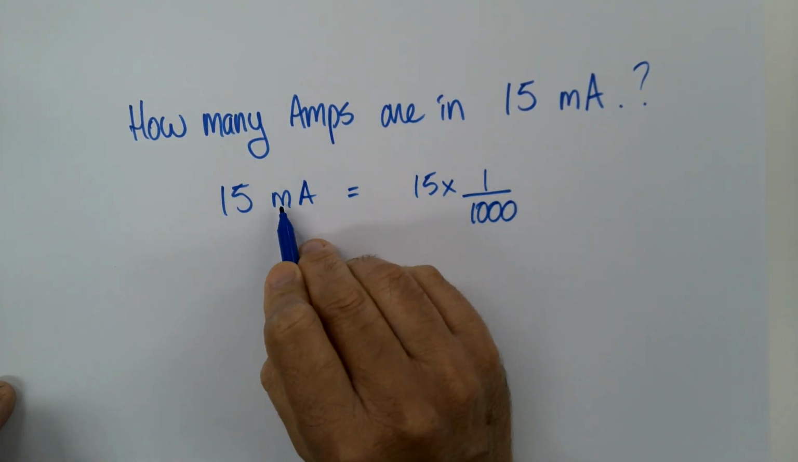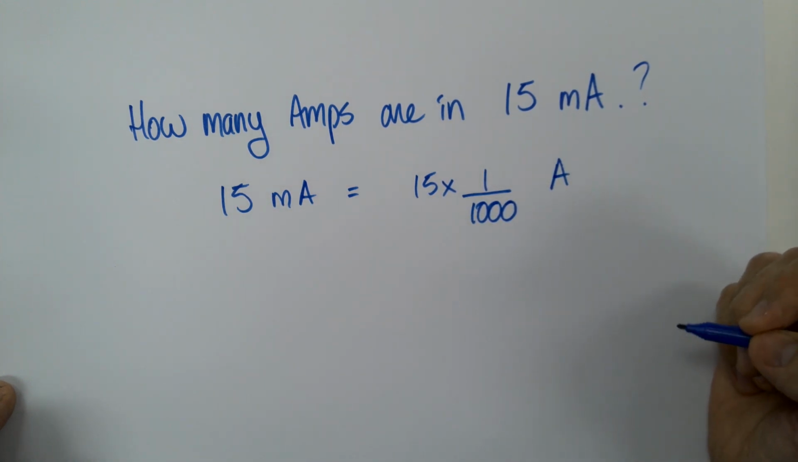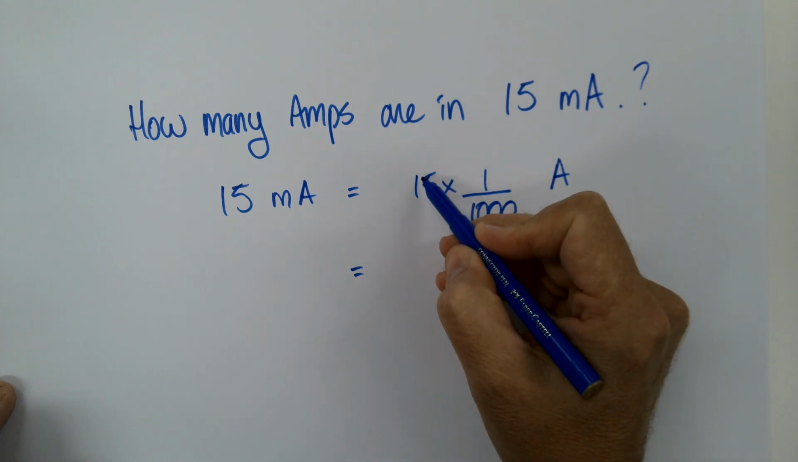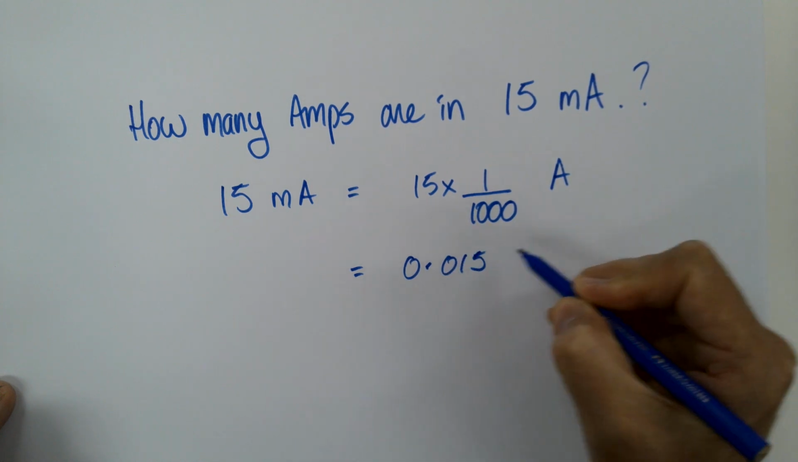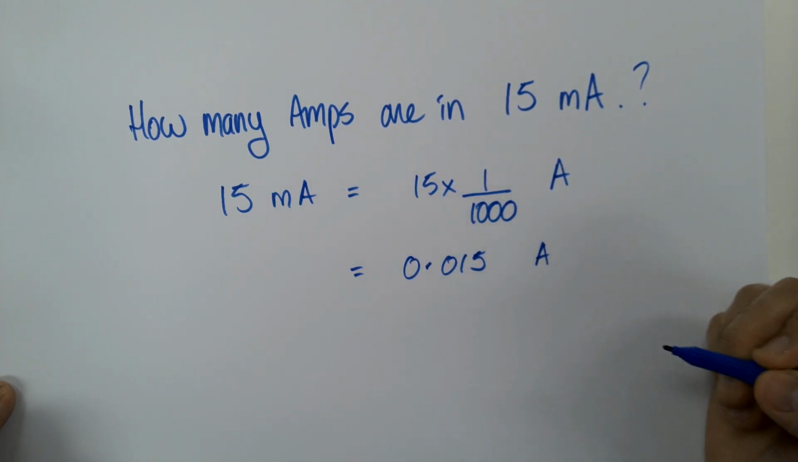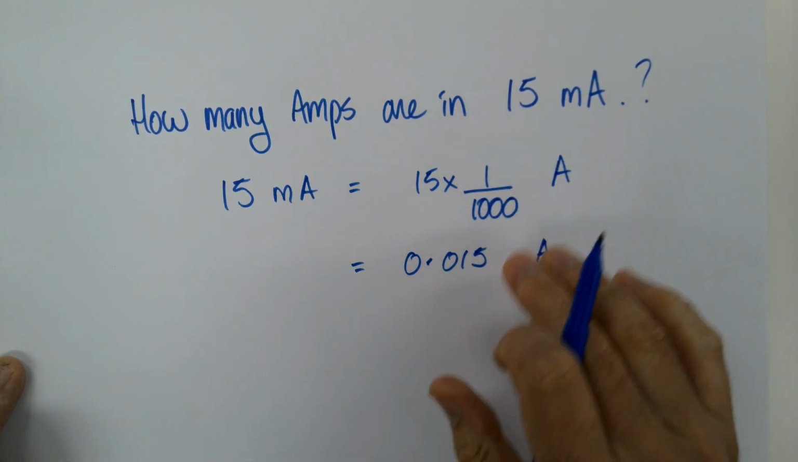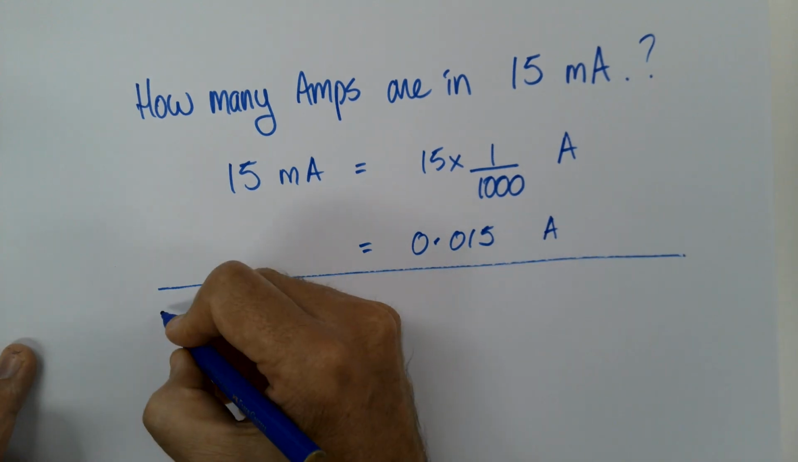So 15 milliamps is 15 by 10 to the minus 3, so that little m becomes that. To get that into a decimal, we bounce the decimal place 3 times: 0.015 amps. So that's real amps. That's how many amps you've got in 15 milliamps. What about this?